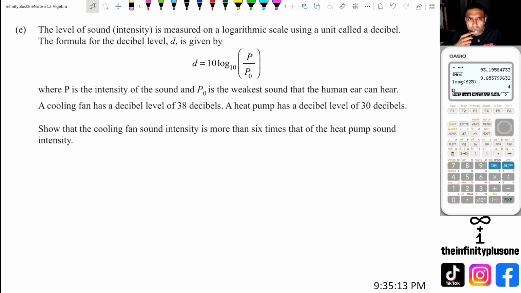Okay, so zero decibels is the weakest sound a human can hear. Cooling fan has a decibel of 38. Okay, so let's go C. We're going to go cooling fan is going to be C, which is 38.